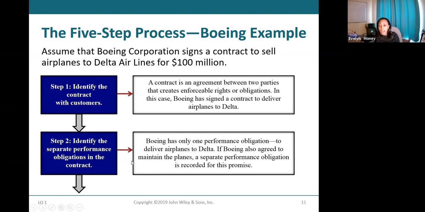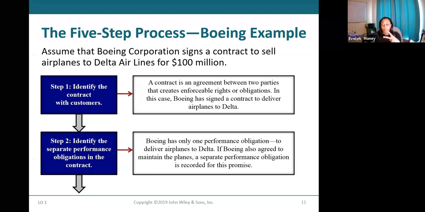What are the separate performance obligations? Well, there's only one. All Boeing has to do is provide the planes to Delta. Now, if Boeing would have said, we will sell you these planes and we'll maintain them for the next 10 years, then that's an example of two separate performance obligations. There's a revenue source from selling the planes, and then there's an additional revenue source from providing the service of maintaining the planes. But in this example, just one performance obligation.